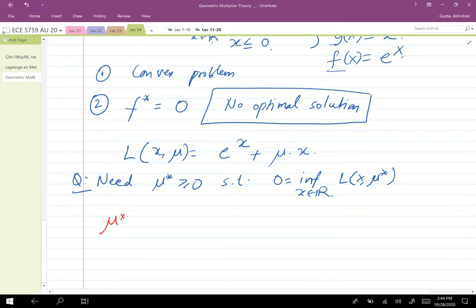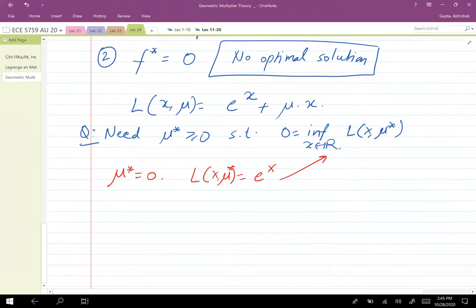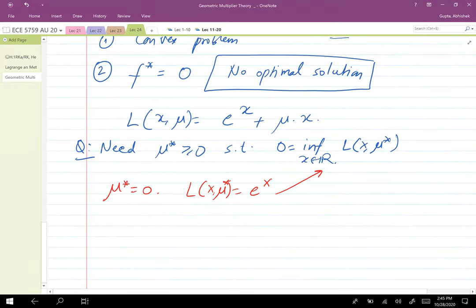So let's set mu star equal to 0. My Lagrangian is exactly equal to e raised to x, and it satisfies this equality. So 0 is equal to the infimum over x in R of L of x comma mu star. So indeed, I have a Lagrangian multiplier. I have a geometric multiplier in this problem. So mu star is the geometric multiplier.